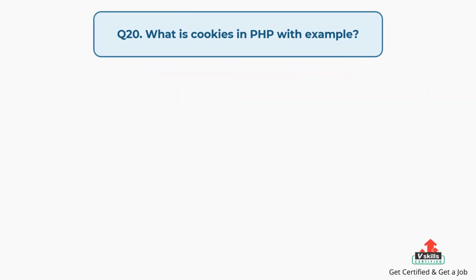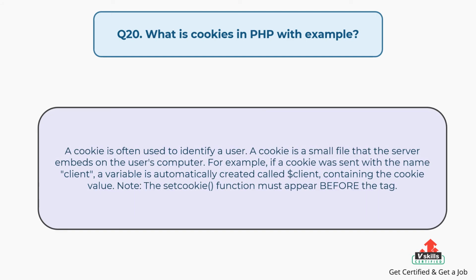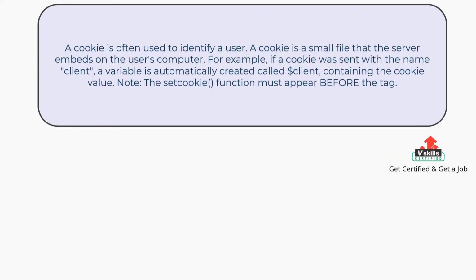Question number 20. What is cookies in PHP with example? The answer is, a cookie is often used to identify a user. A cookie is a small file that the server embeds on the user's computer. For example, if a cookie was sent with the name client, a variable is automatically created called client, containing the cookie value. Note, the setCookie function must appear before the HTML tag.